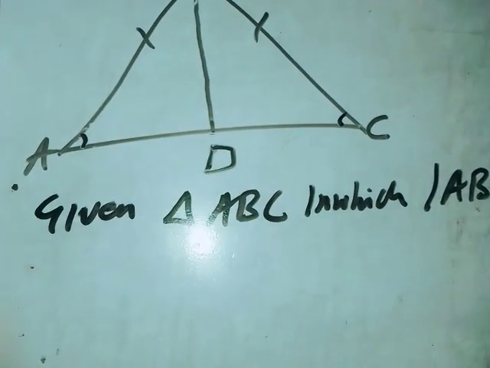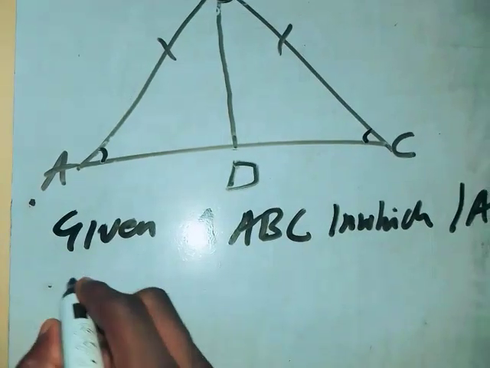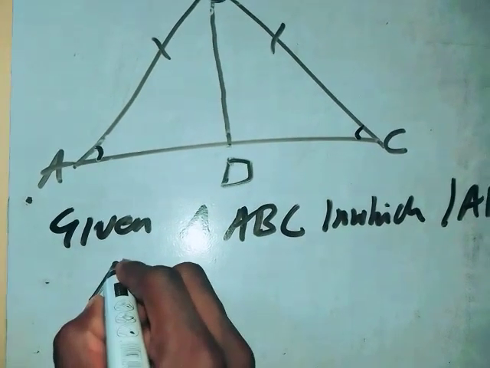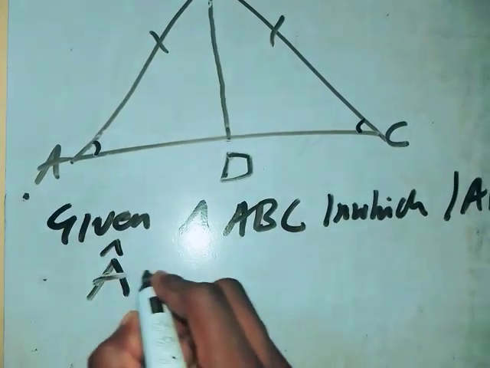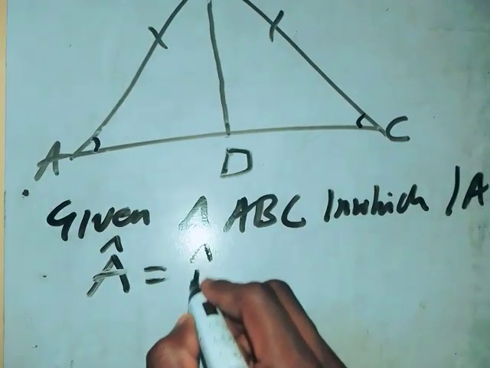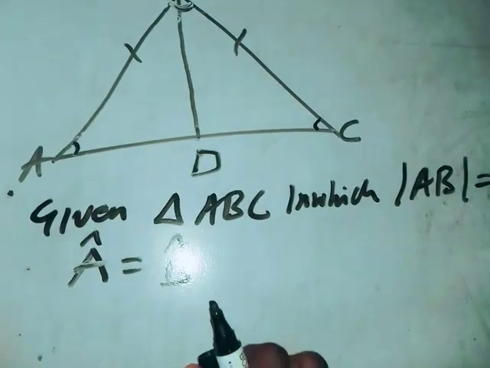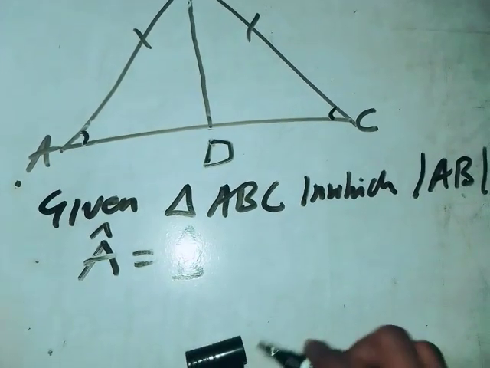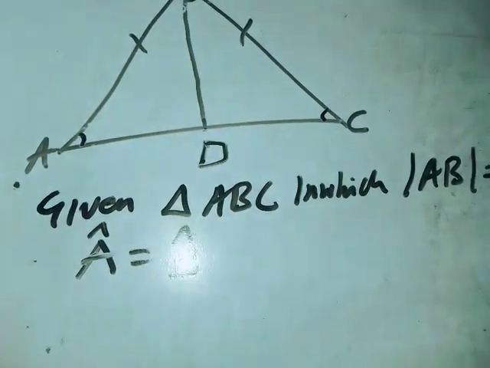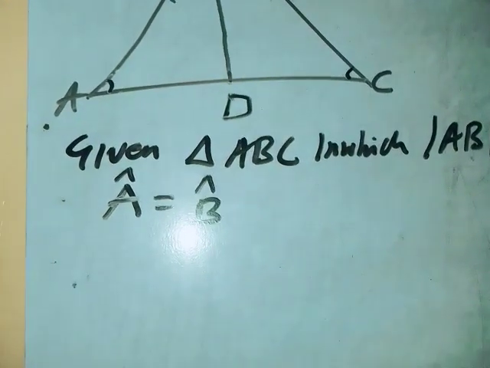Now, to prove that angle A is equal to angle B. That is what we have to prove today. I'll give you one example to solve on this. So let's try to proceed.